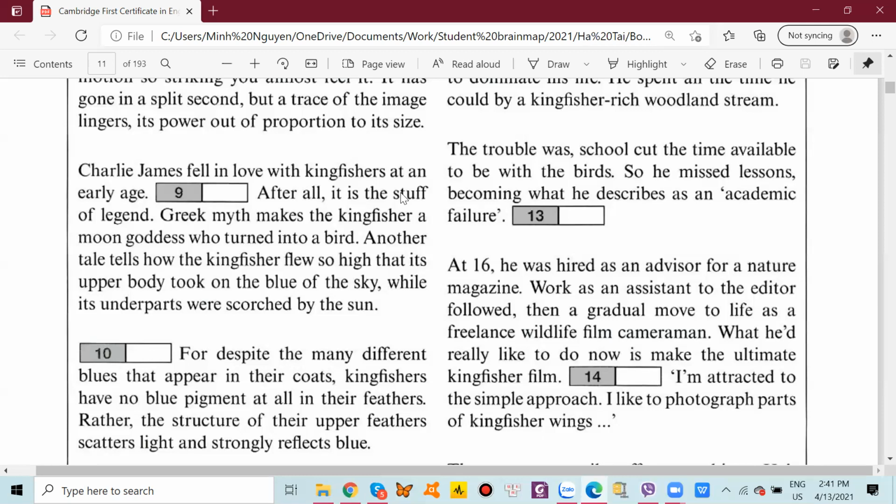Think of kings and queens, princesses and princes, for example.